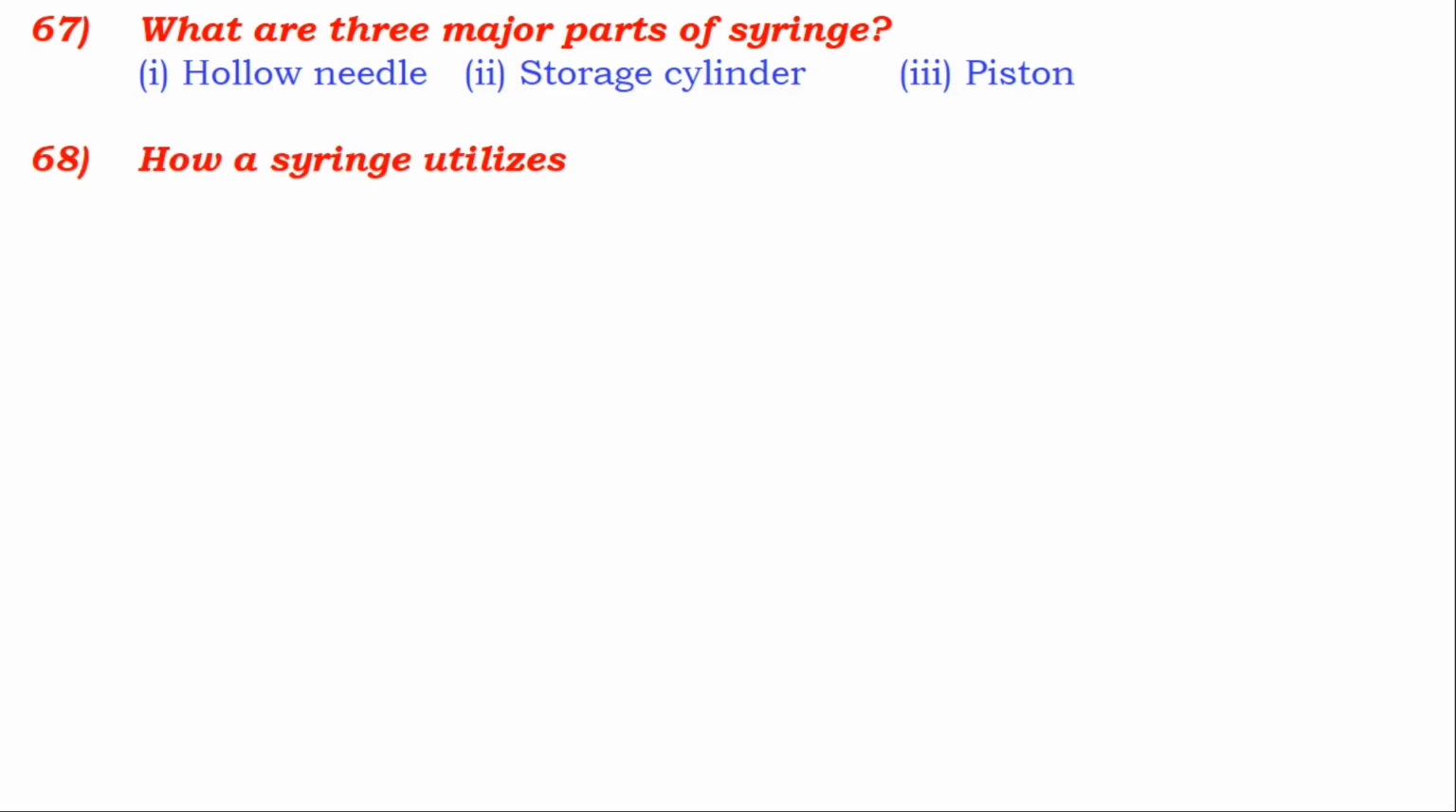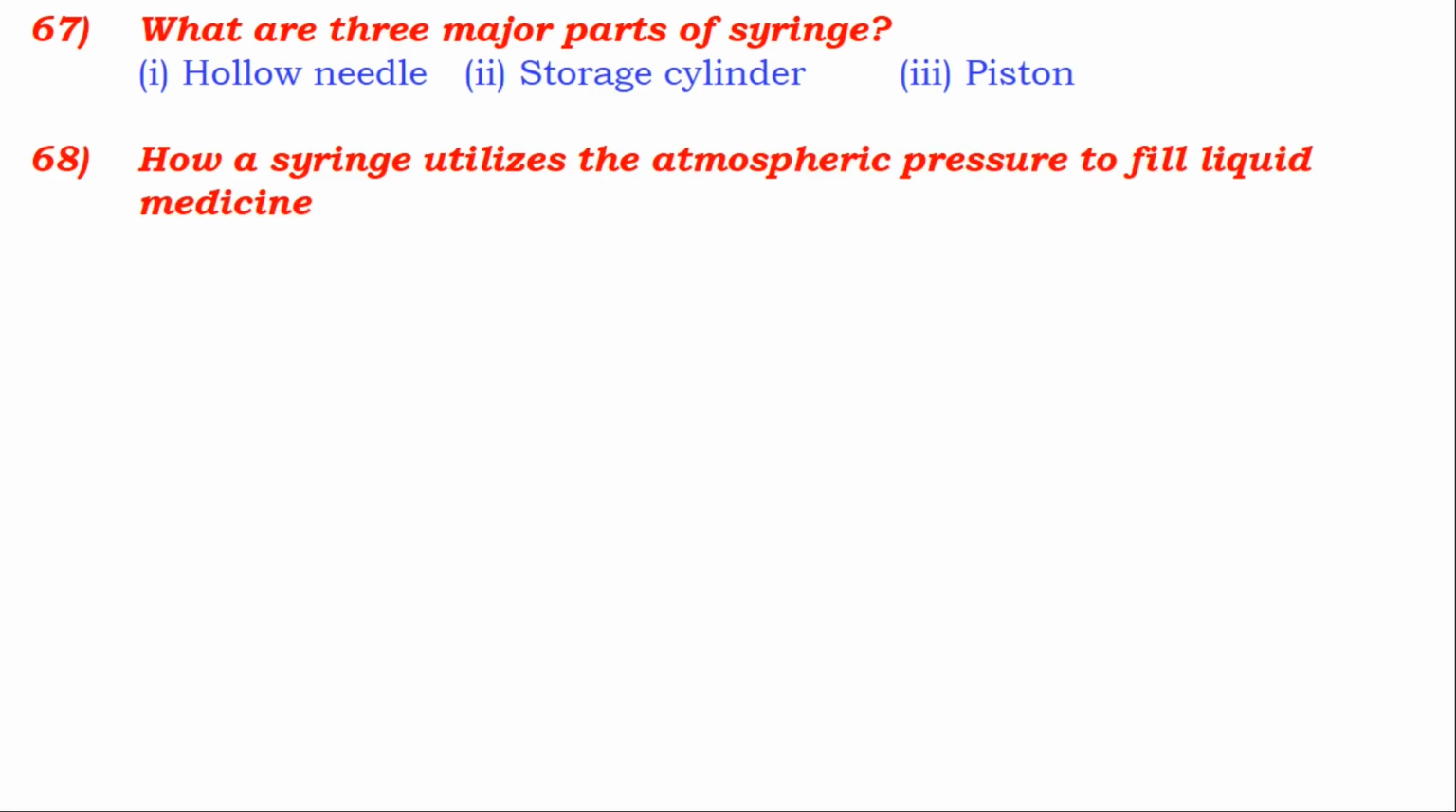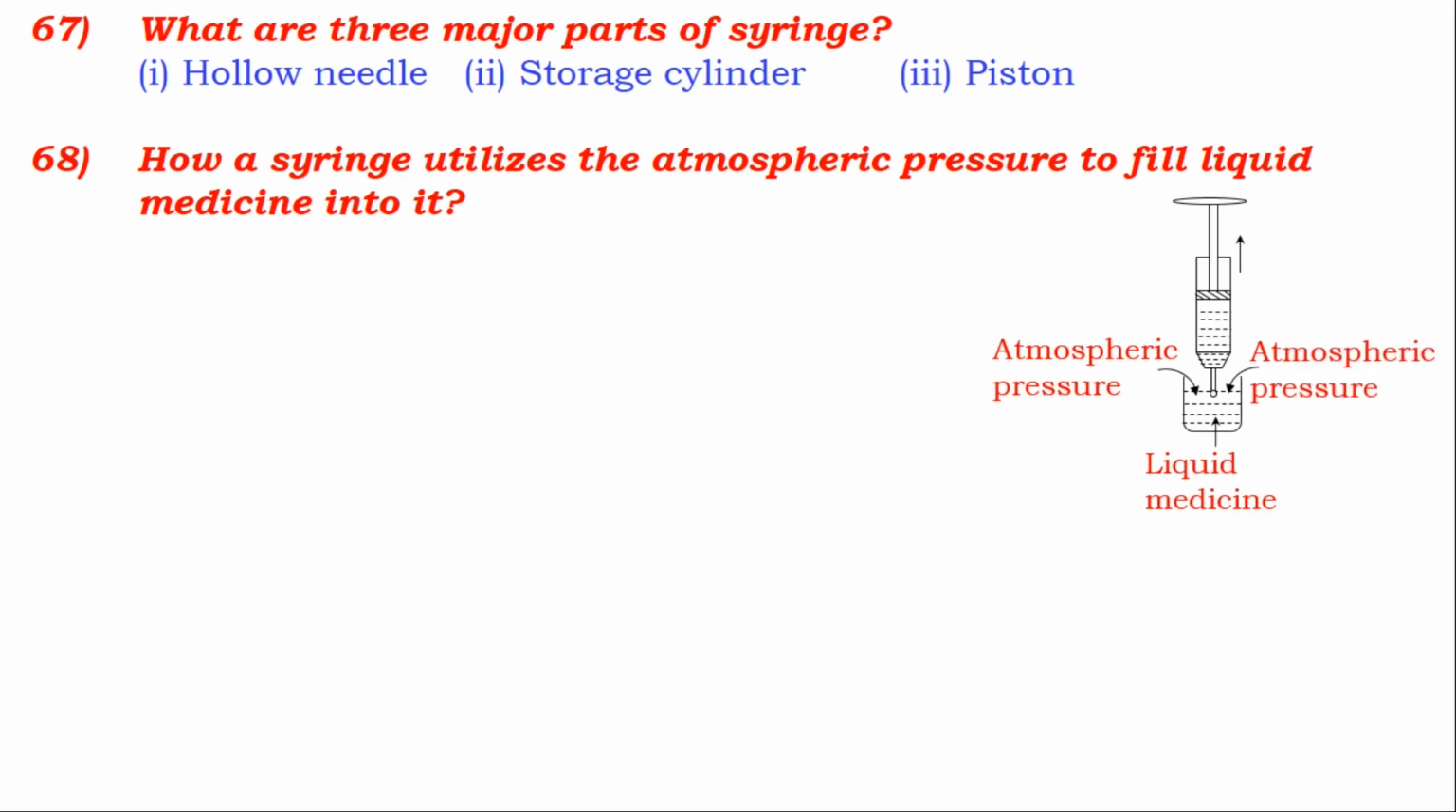Next, how a syringe utilizes the atmospheric pressure to fill liquid medicine into it. Now, this is the mechanism of filling of liquid medicine into the syringe. It can be explained with the help of the diagram. Look at this diagram. At this time, we are filling the liquid medicine into the syringe. We can answer like this.